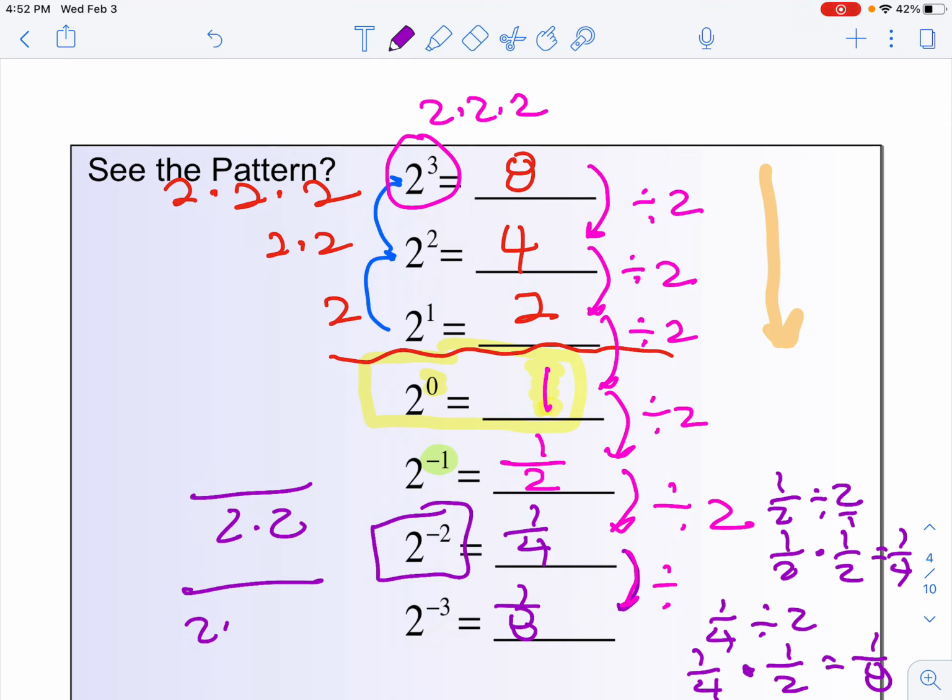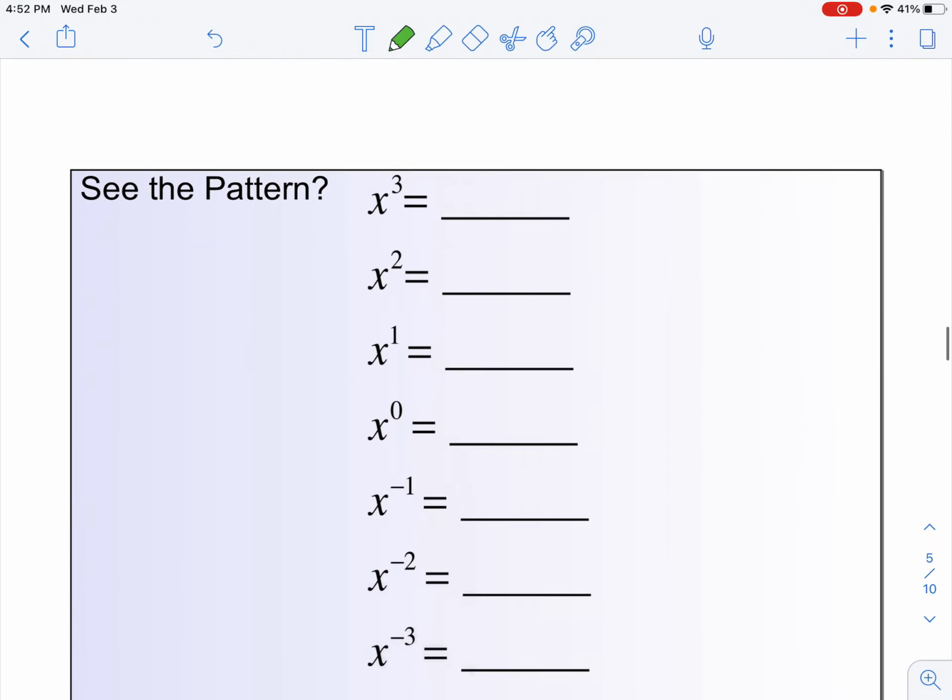So what we're doing is we're dividing by 2 3 times. And that's what happens with negative exponents. And what we could further do is look at this as 2 to the -1 is 1 over 2 to the 1st. 2 to the -2 is 1 over dividing by 2 twice. And 2 to the -3 is 1 over 2 to the 3rd, because we're dividing by 2 3 times. So that's the pattern, that's the relationship of positive, negative, and 0 exponents.